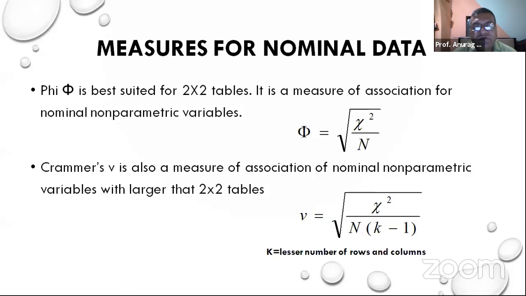Similarly, Cramer's V is also a measure. You see, very little deviation has been done. If you compare phi with Cramer's V, what they have added here is a term called k minus 1, where k is the lesser number of rows and columns. So this is more suitable for tables which are larger than 2 by 2. So only a term k minus 1 is added here, which is the lesser number of rows and columns, and this is called Cramer's V.